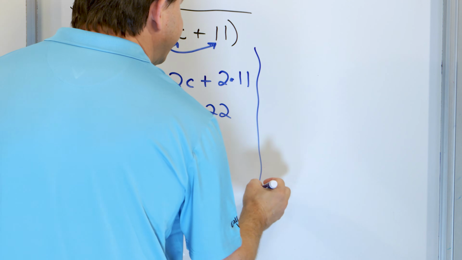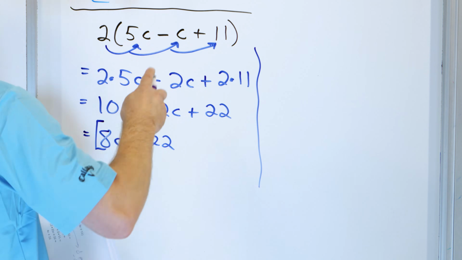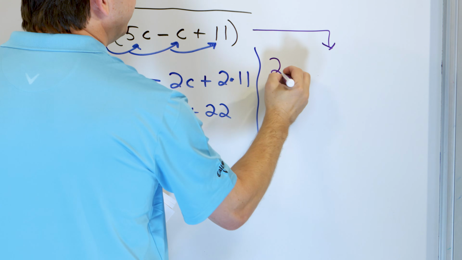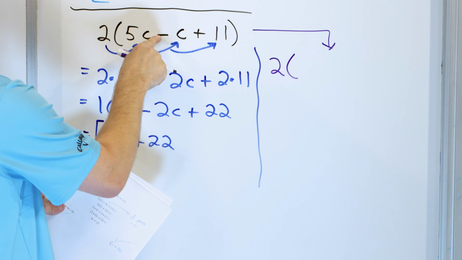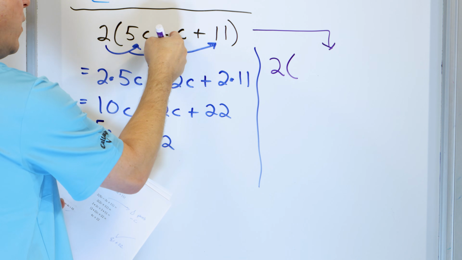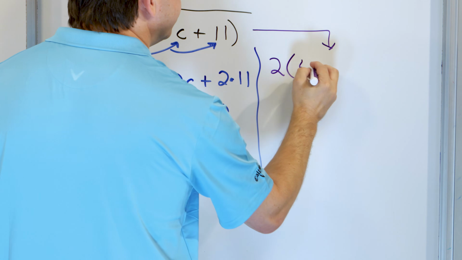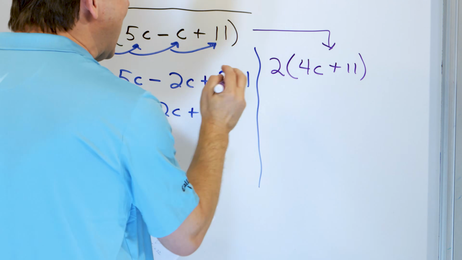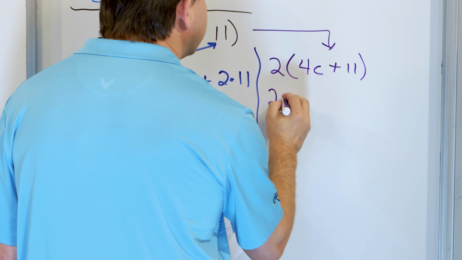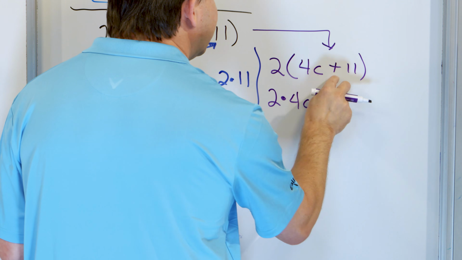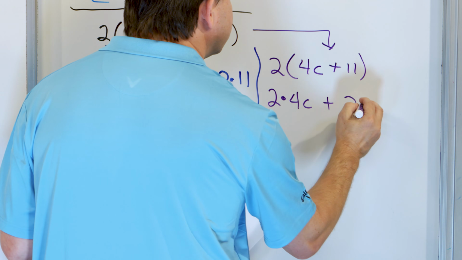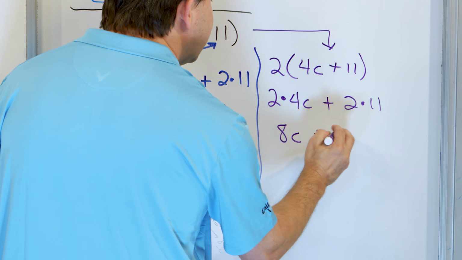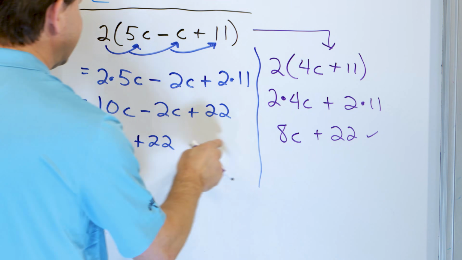Now, this will be the last time we do it both ways, but let's do this guy both ways. Let's first go and combine the like terms that we have here. So it'll be a 2, and on the inside, 5c minus c, 5 minus, there's an invisible 1 here, 5 minus 1 is 4c. Plus sign comes from here, 11. Now distribute in. What is 2 times 4c? Plus sign comes from here, 2 times 11. Right? Let's multiply. 2 times 4 is 8. C comes along for the ride. 2 times 11, 22. Exactly the same thing.